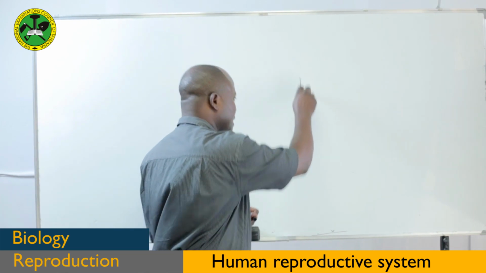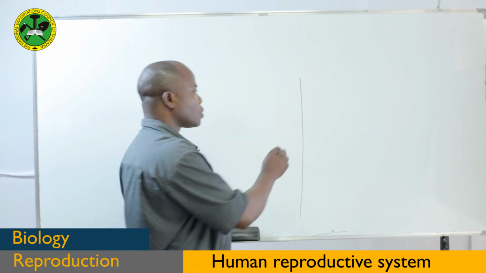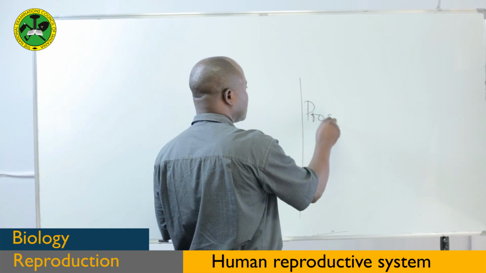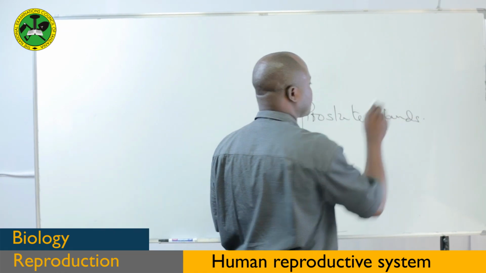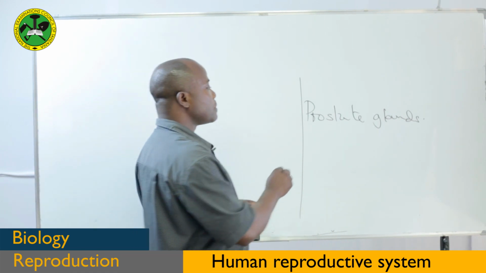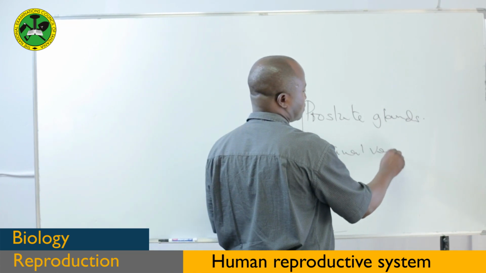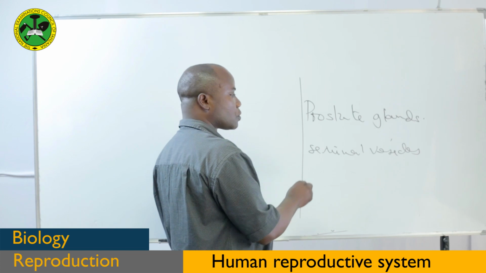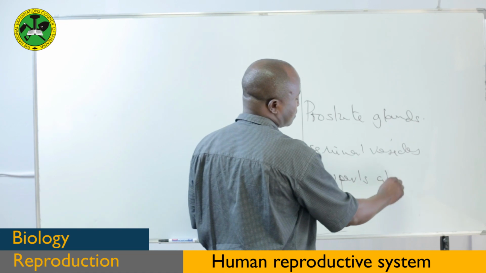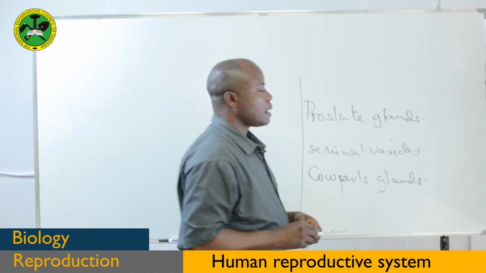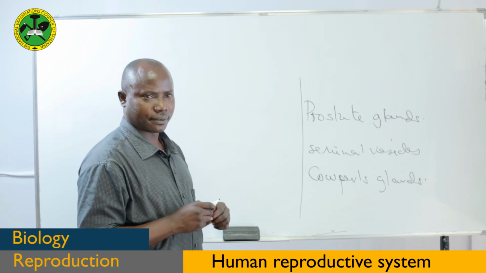What you need to understand here is that the question wants you to explain the role of the prostate gland, also the role of the seminal vesicle, and also the role of the Cowper's gland. By answering that, you will have answered this question correctly.